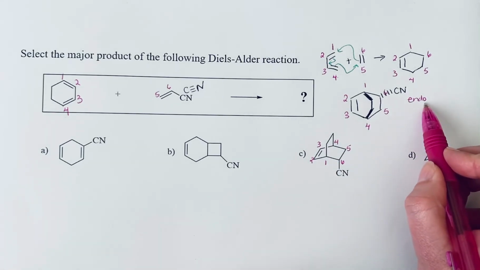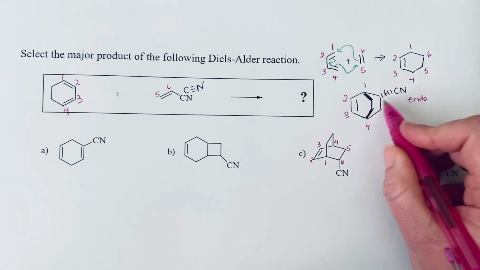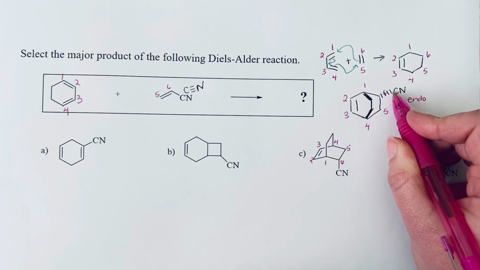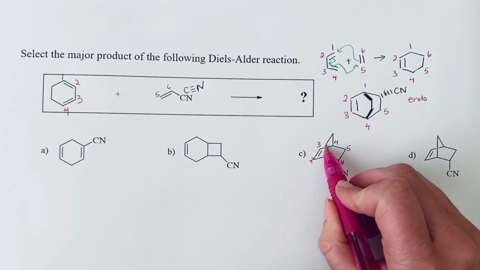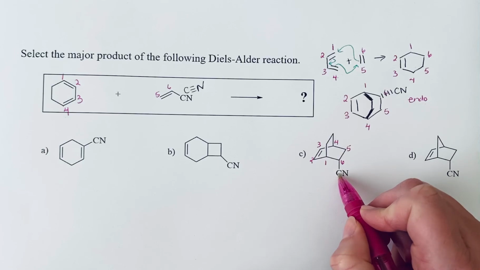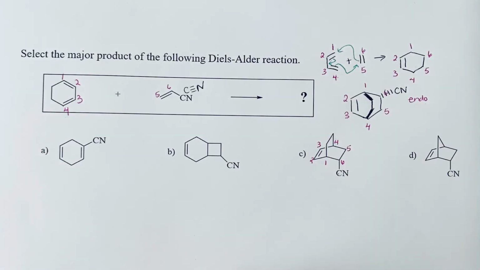So to represent the endo product, right, that means the bridge and the substituent are pointing in opposite directions. Here we've got the bridge pointing up and the cyano group pointing down. So that is actually the endo product.